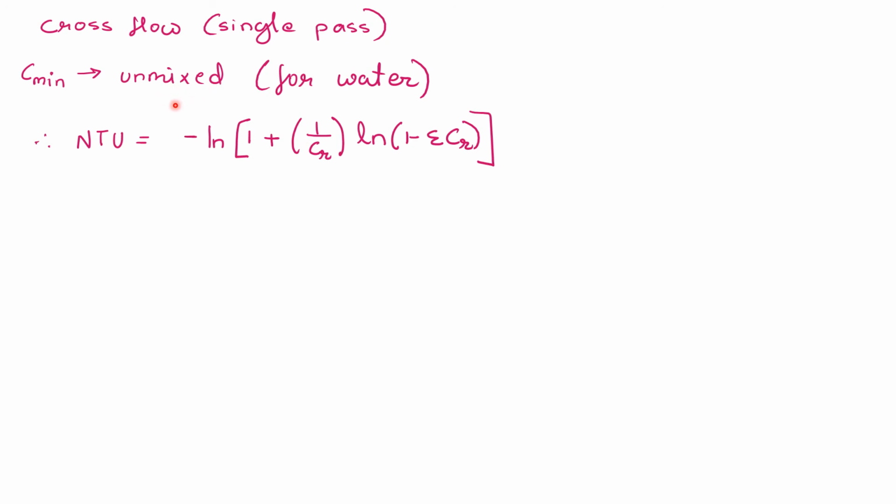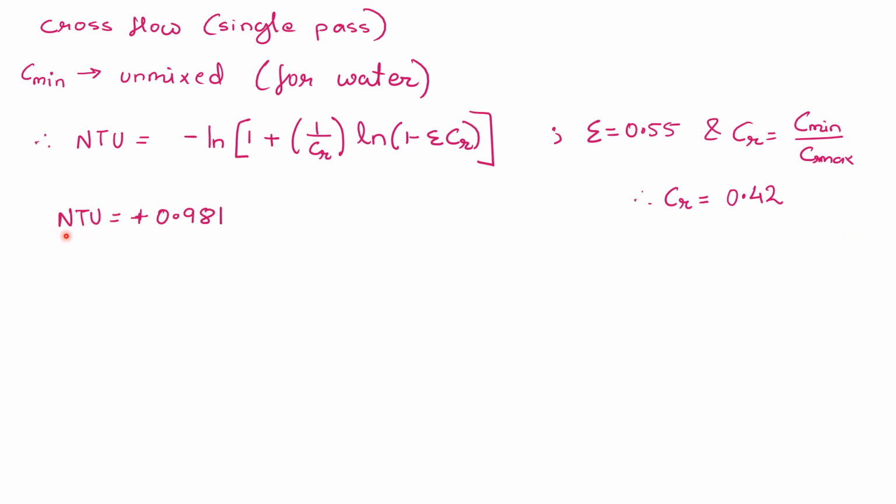Now, I just realized that in the question it was mentioned that water was mixed. So just a correction: water is unmixed. It is not mixed. So we've already calculated the effectiveness, which is 0.55, and our CR is equal to Cmin divided by Cmax, and we get it as 0.42. So we'll substitute these values in this equation here, and we get the value of number of transfer units as 0.981.